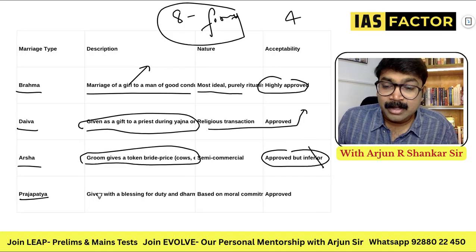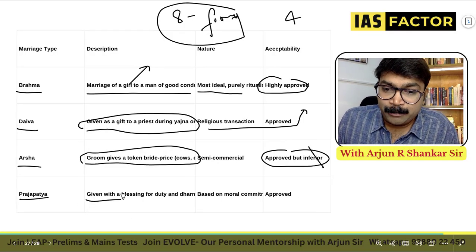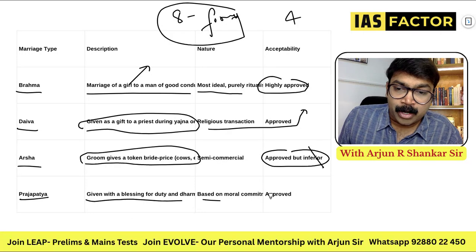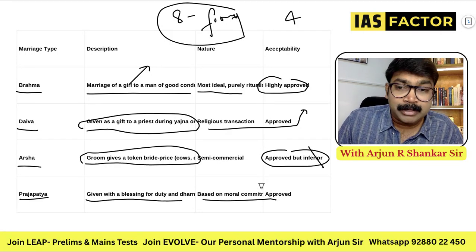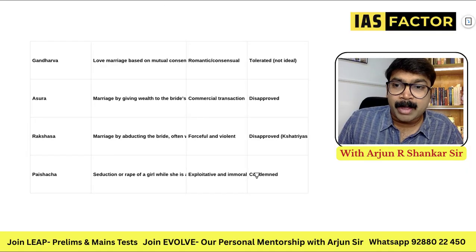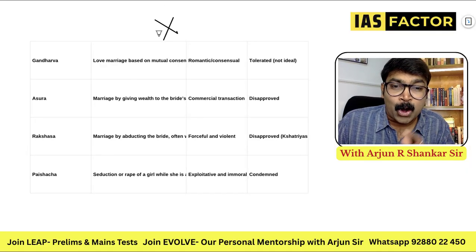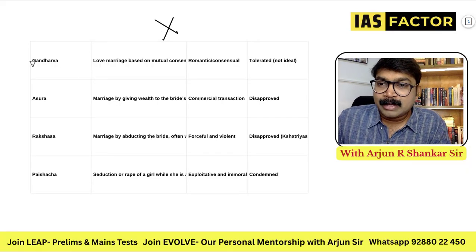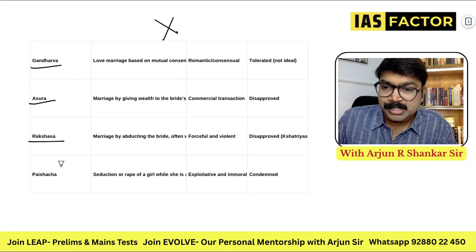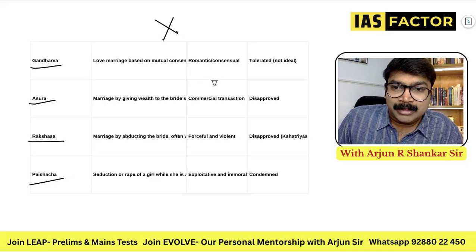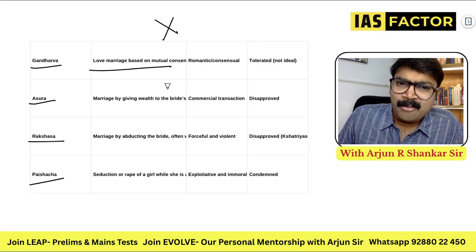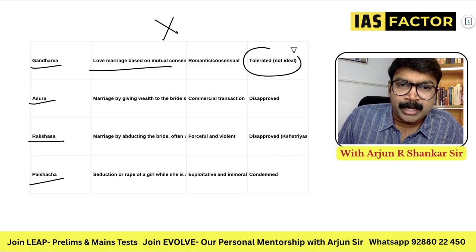Prajapatya means given with a blessing for duty based on moral grounds. So there are different types: Brahma, Daiva, Arsha, Prajapatya. These marriages are not approved: Gandharva, Asura, Rakshasa, Paishacha. Gandharva means a normal love marriage. It is tolerated to some extent. It's okay.